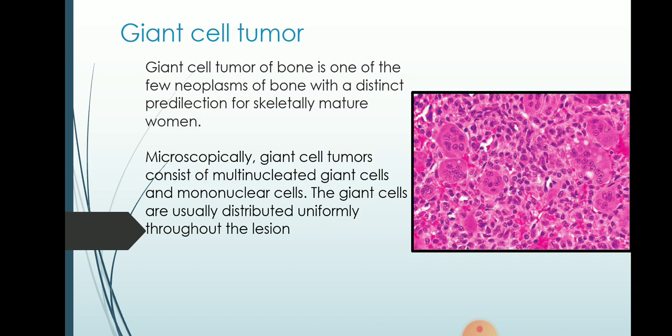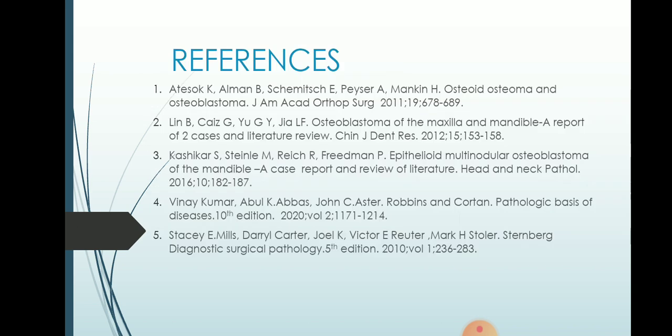Giant cell tumor. Giant cell tumor of bone is one of the few neoplasms of bone with a distinct predilection for skeletally mature women. Microscopically, giant cell tumors consist of multinucleated giant cells and mononuclear cells. The giant cells are usually distributed uniformly throughout the lesion.